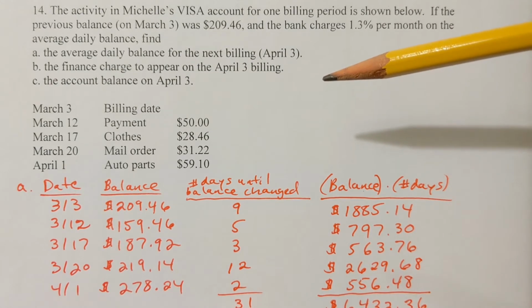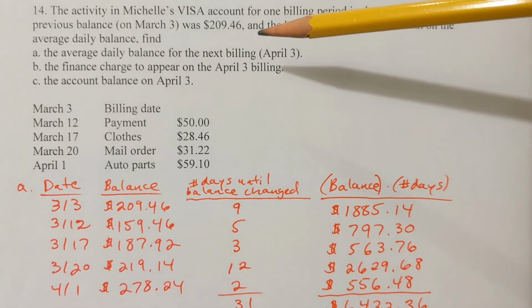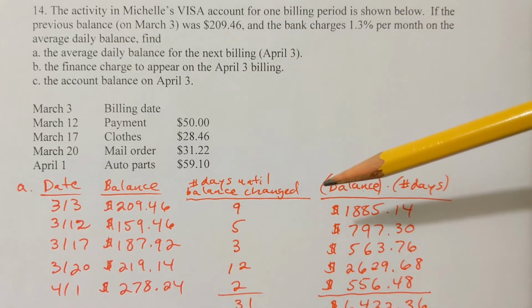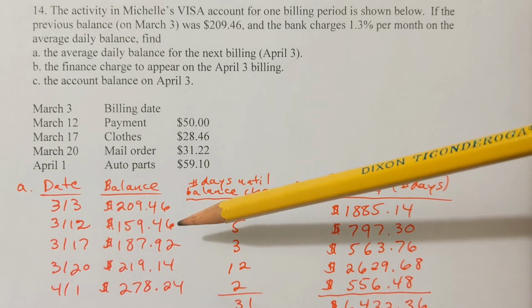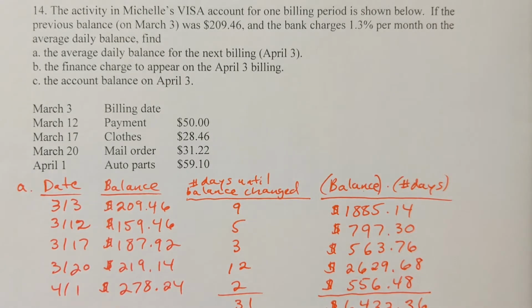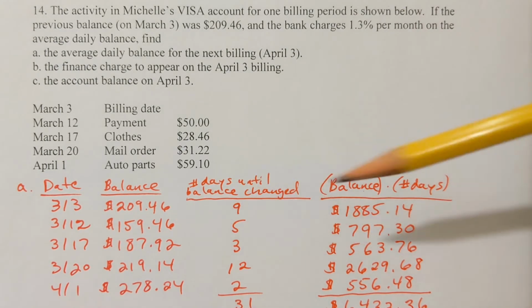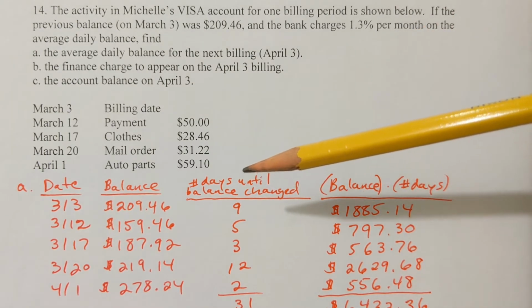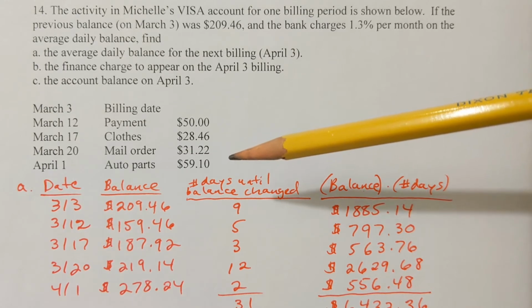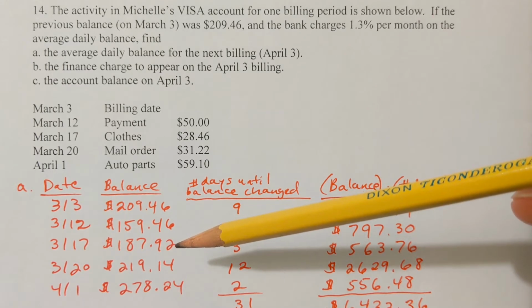And the balance. So on March 3rd, she had $209.46. She made a payment on March 12th, so she still owes $159.46. If I subtract $50 from $209.46, I get this amount. Now for the rest of the month, I think she's gaining money on the credit card. So she bought clothes on March 17th, which were $28.46, so I'm going to have more money owed on the credit card.